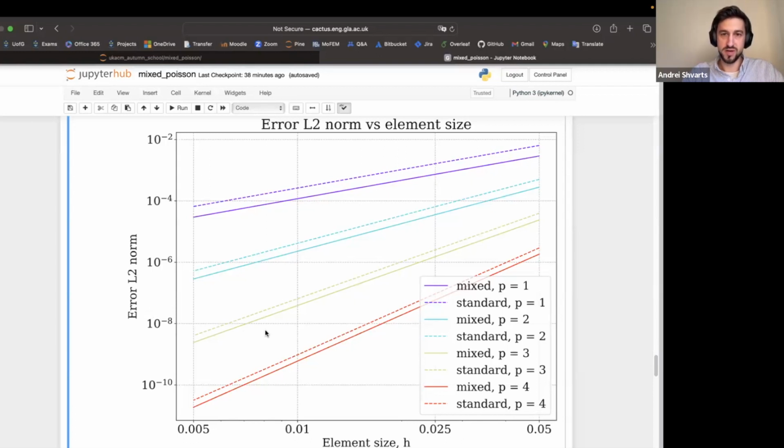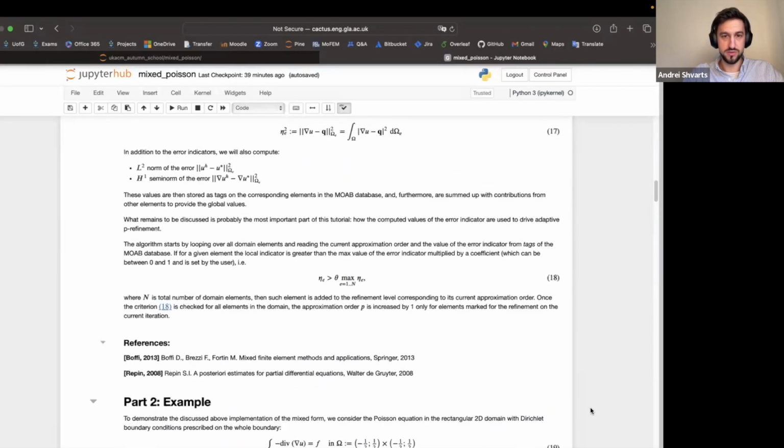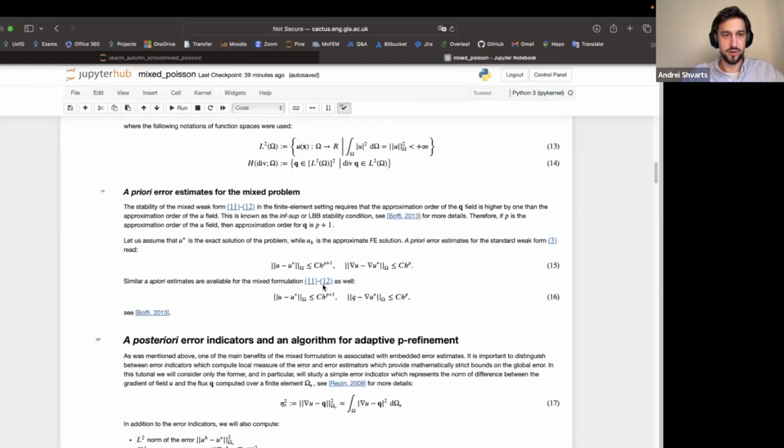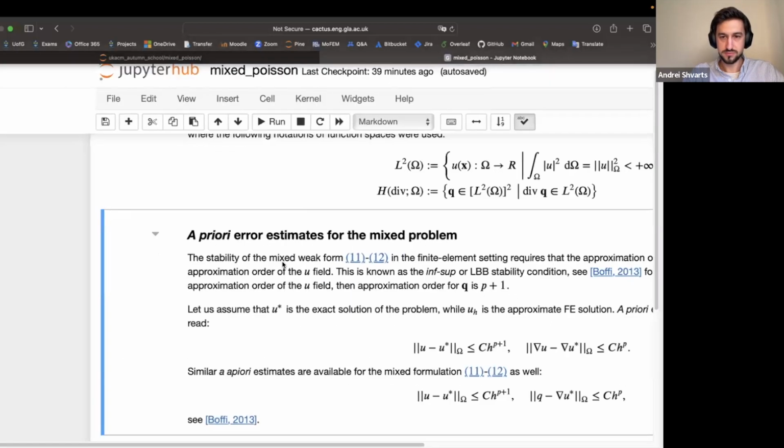And hopefully you can see over here that actually the order of convergence is P plus 1, because, for example, for the red lines over here, we are seeing that the error is dropping by 5 orders of magnitude, while the element size is decreasing by 10 times. So this is in agreement with the a priori error estimates for the solution.